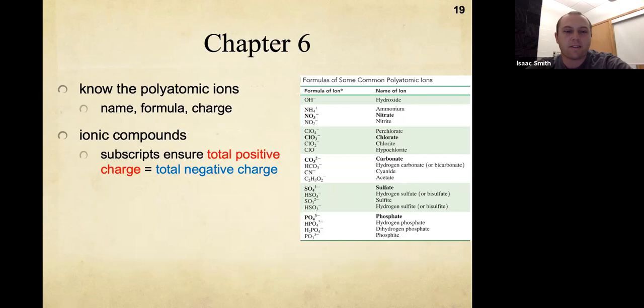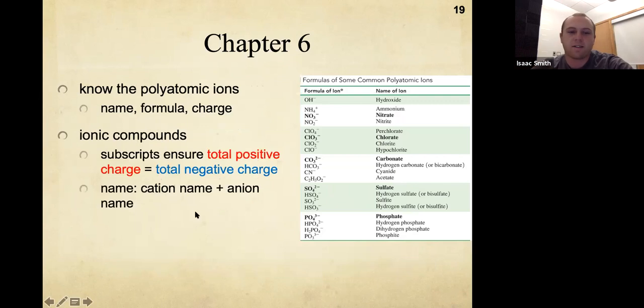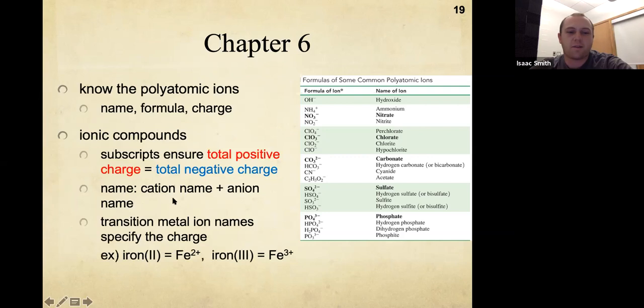So for ionic compounds, you basically need to be able to go from the name of an ionic compound to the formula, and from the formula to the name. That's essentially what you need to be able to do. But just remember, the total positive charges and total negative charges need to be equal in an ionic compound. And you name the cation first, then the anion with the IDE ending. Okay, I should probably add that. Anion name with the IDE ending.